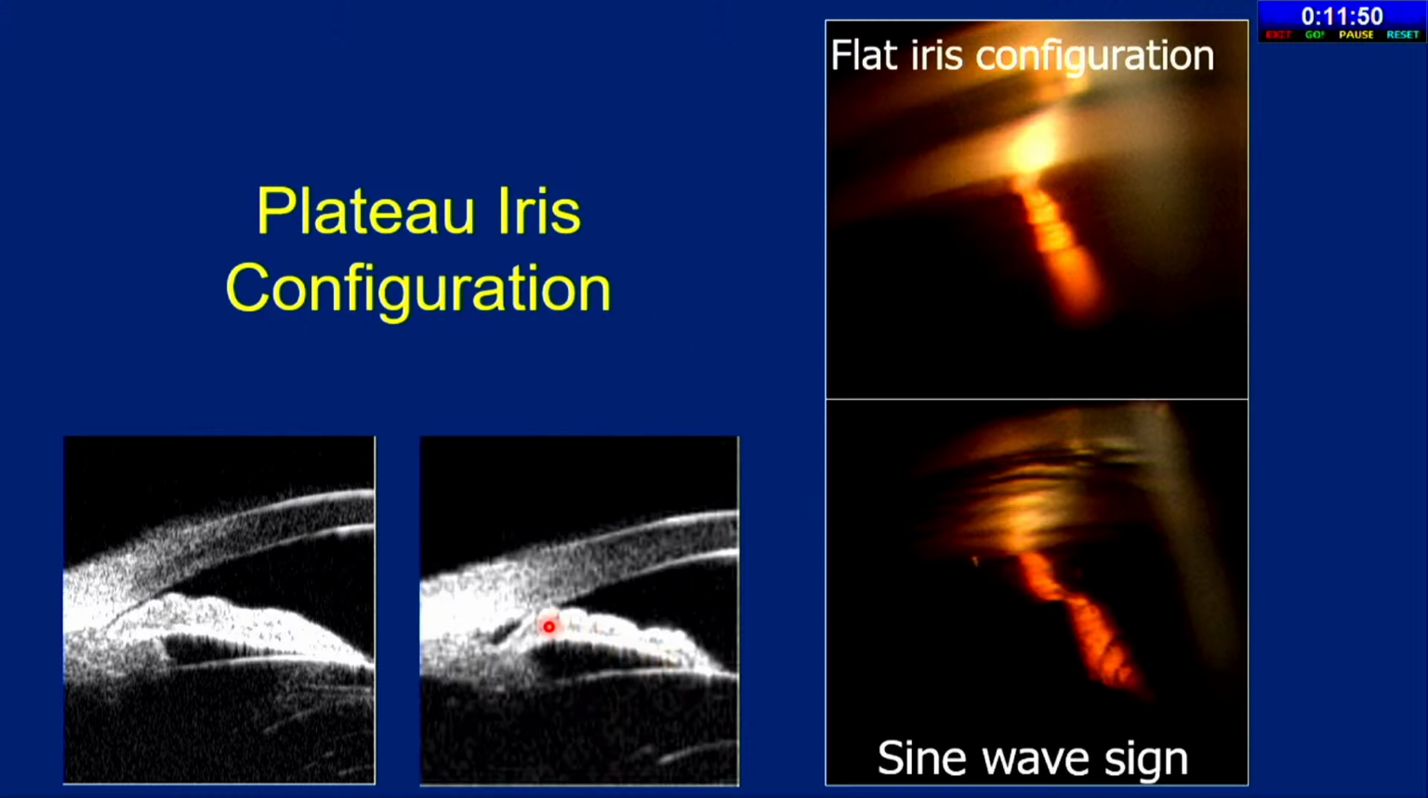Here, the iris takes a sharp turn at the mid-periphery, as you can see here, and which causes blockage of the angle. And when you do gonioscopy in eyes with angle closure with plateau iris, you will see this sine wave sign, wherein you will see elevation at the mid-periphery of the iris because the iris gets pushed by the ciliary processes, as you can see here, and it can be beautifully seen by UBM. So if you want to diagnose plateau iris, then you have to perform UBM.